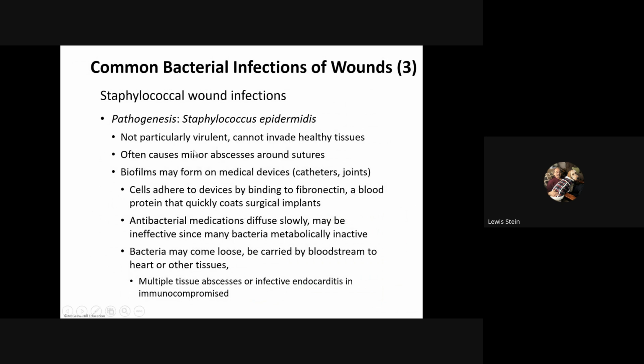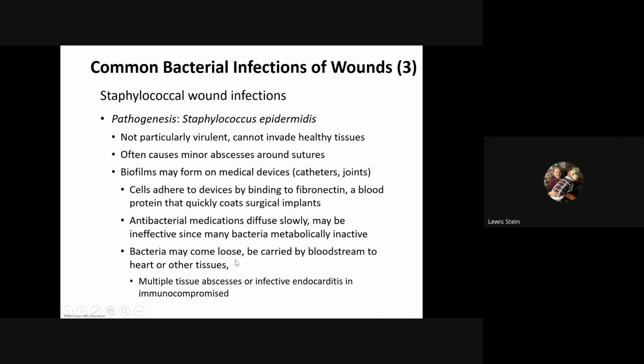Again, it's not as severe. We do worry about it a lot in artificial joints. We worry about it in certain kinds of catheters. It does adhere well and it bonds well to biofilms and things like that. And the fibronectin plays a role. In a compromised host, now it has the potential to be extraordinarily problematic. And look at the other things.